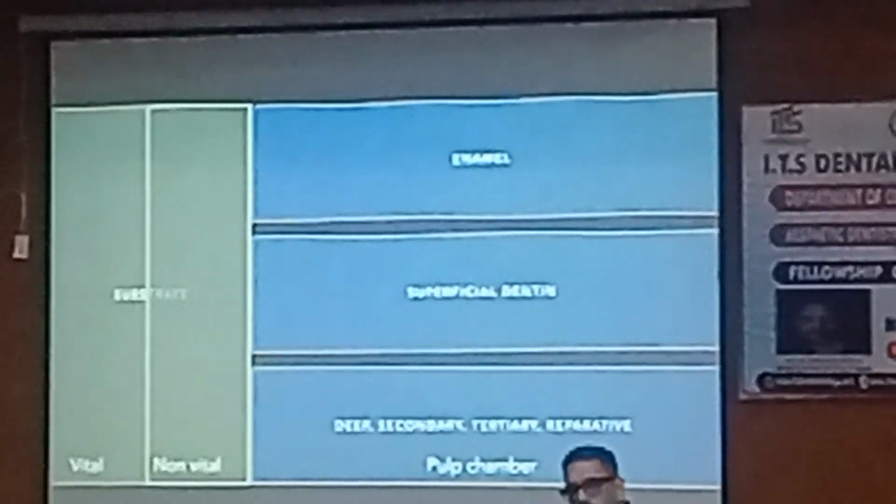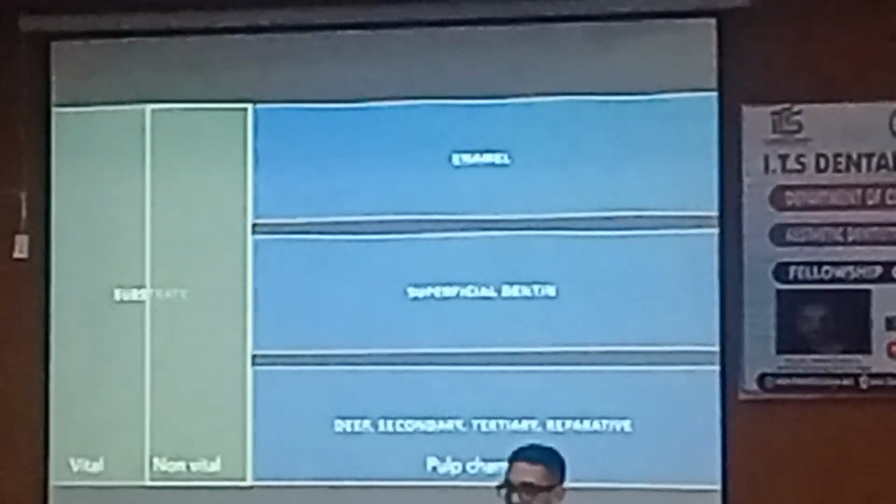Now, the substrate can be vital, the substrate can be non-vital, correct? And in that substrate, what will you have? You will have enamel, you will have superficial dentin, then you will have the secondary, tertiary, reparative dentin, and then the pulp chamber in case of a non-vital. Now, when I explained the bonding protocols, I was telling you with all this in mind. So, in all this, what will you maintain the most? You will maintain enamel the most. Second is the superficial dentin, then deep, secondary, tertiary, reparative.